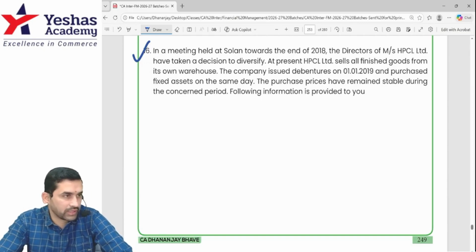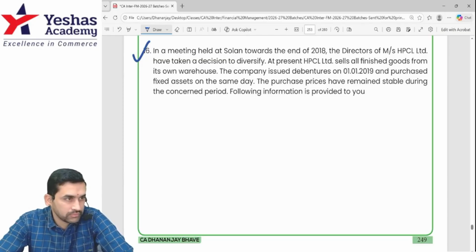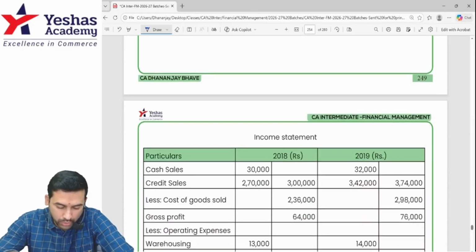When you read the sentence, you should understand you created both asset and liability on the same day. Correct? You issued debentures, that becomes a liability. Because of that, bank balance will go up, but you paid that money and purchased an asset. So what happened after this event? FA went up, debenture went up. The purchase price has remained stable during the year. The following information is provided to you.